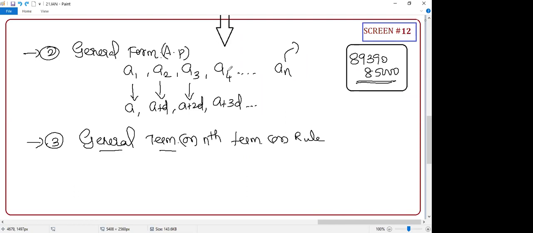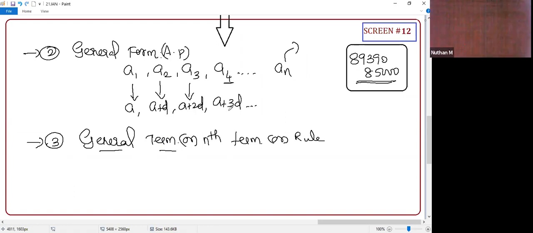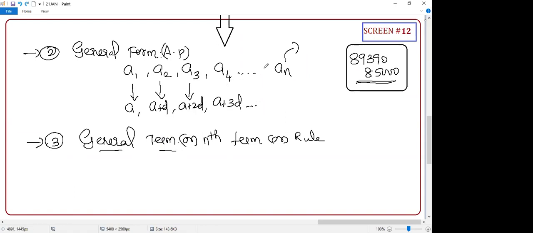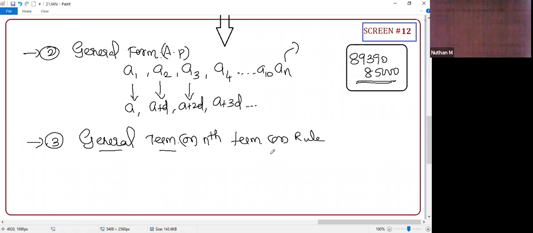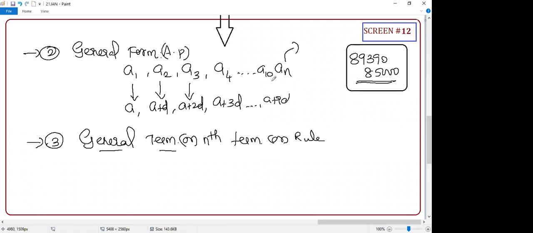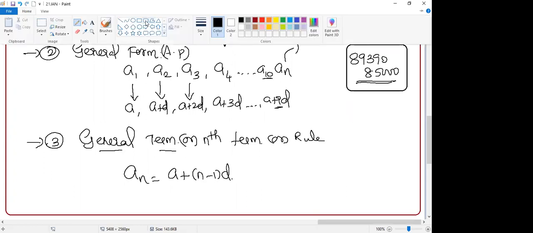So guys, what do you understand from the second formula? That A1 is A, A2 is A plus D, A3 is A plus 2D, A4 is A plus 3D. Can you tell me what is A10? A plus 9D. Excellent. Whatever number you are putting, it is one less. Clear or not? So A10 means A plus 9D. An means what? A plus, whatever number is here, you reduce it by one: N minus 1, into D. This is called your third formula.